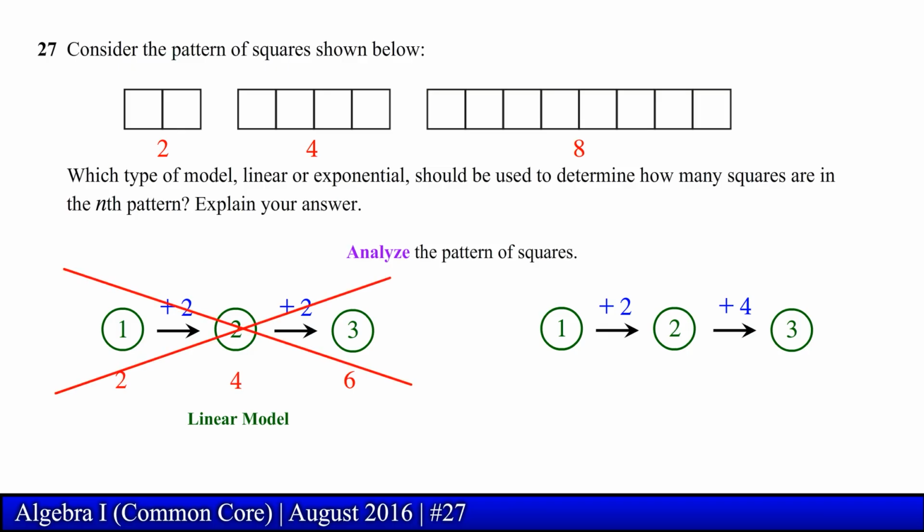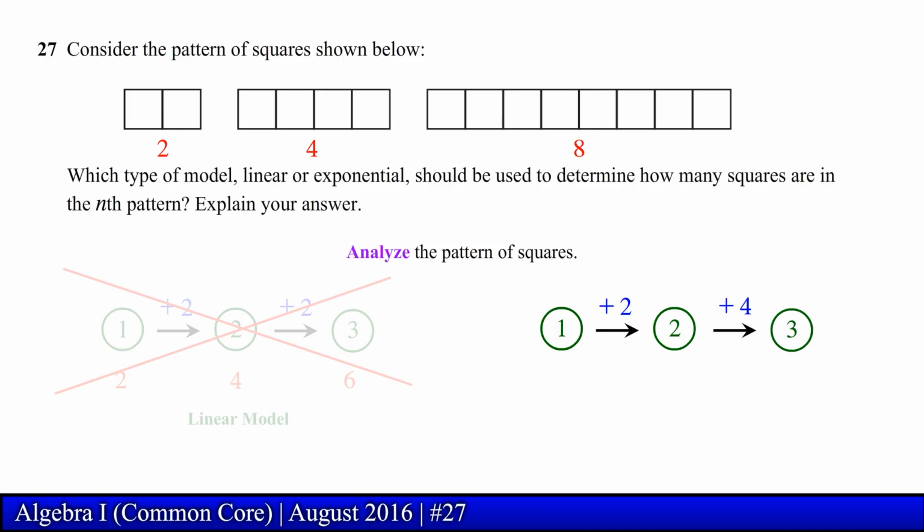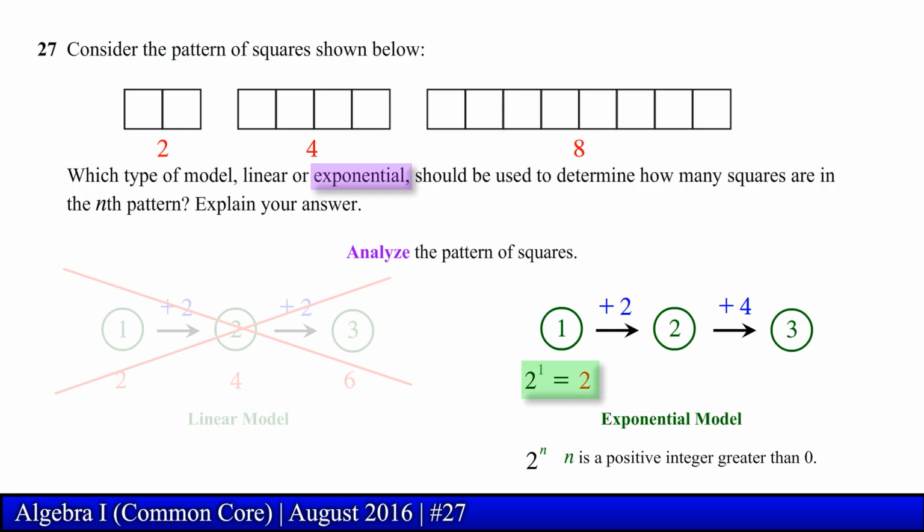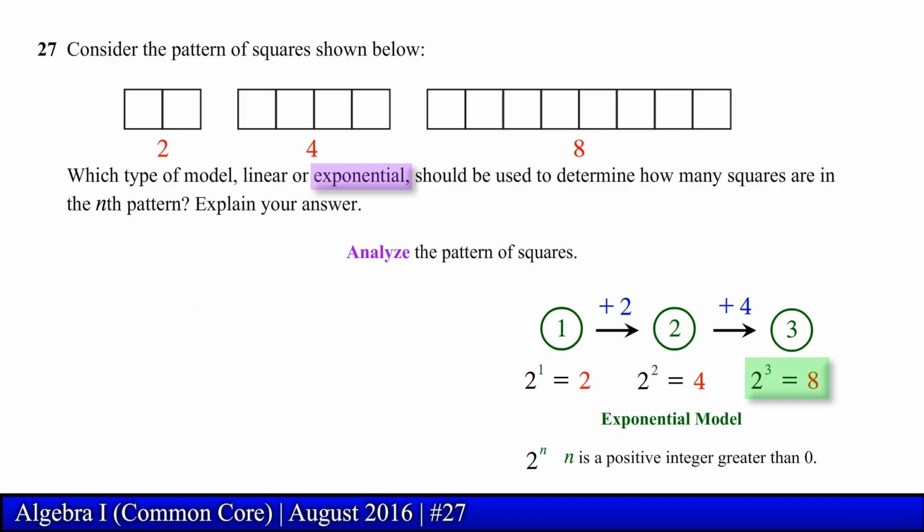pattern. With that said, we can conclude that the pattern follows an exponential model, particularly 2 raised to the power of n, where n is a positive integer greater than 0. When n equals 1, we have 2 raised to the power of 1, which simplifies to 2. When n equals 2, we have 2 raised to the power of 2, which simplifies to 4. And when n equals 3, we have 2 raised to the power of 3, which simplifies to 8.